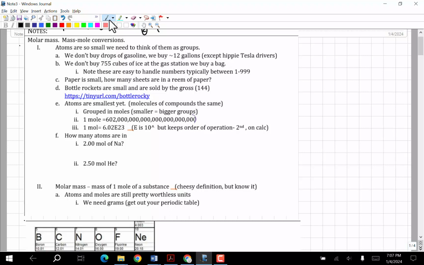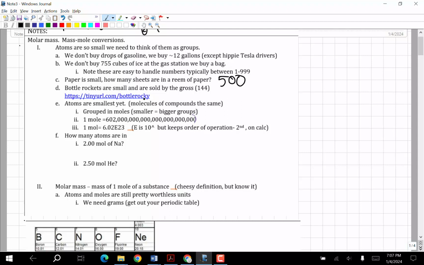We don't buy 755 cubes of ice at the gas station. We buy a bag of ice at the gas station. Note these are easy to handle numbers, typically between 1 and 999. Paper is small. How many sheets in a ream of paper? Hey, that's 500. Bottle rockets are small and sold by the gross.